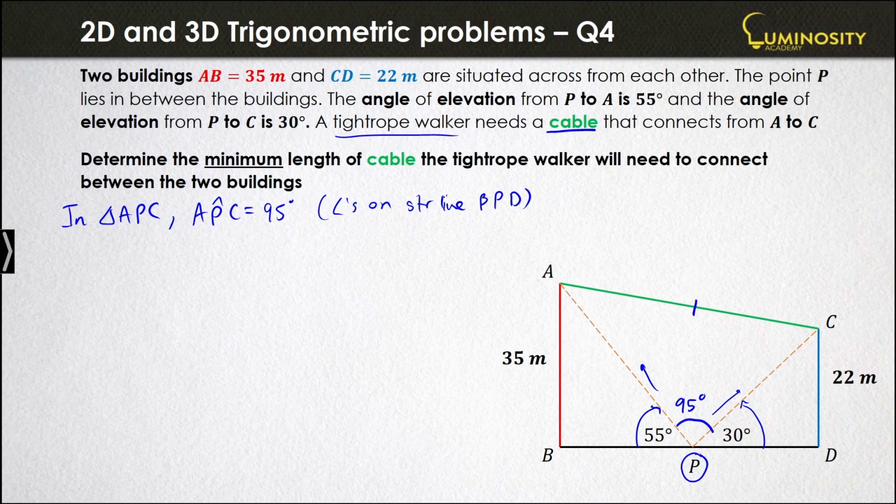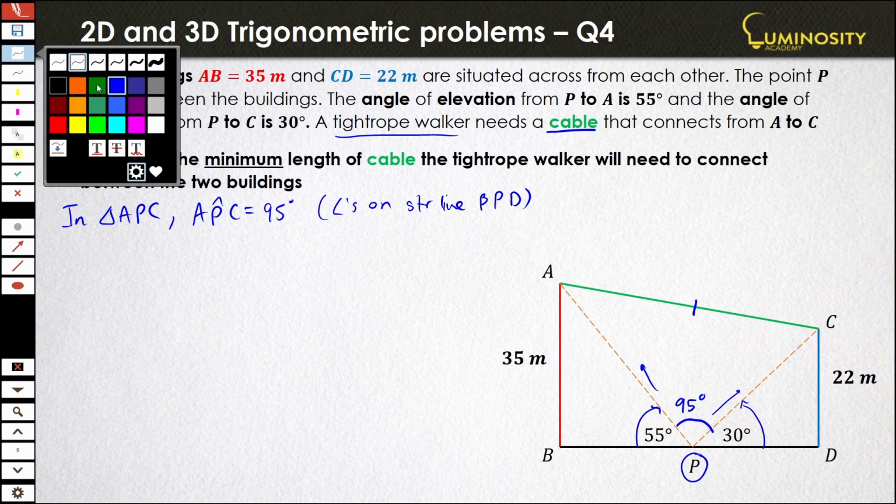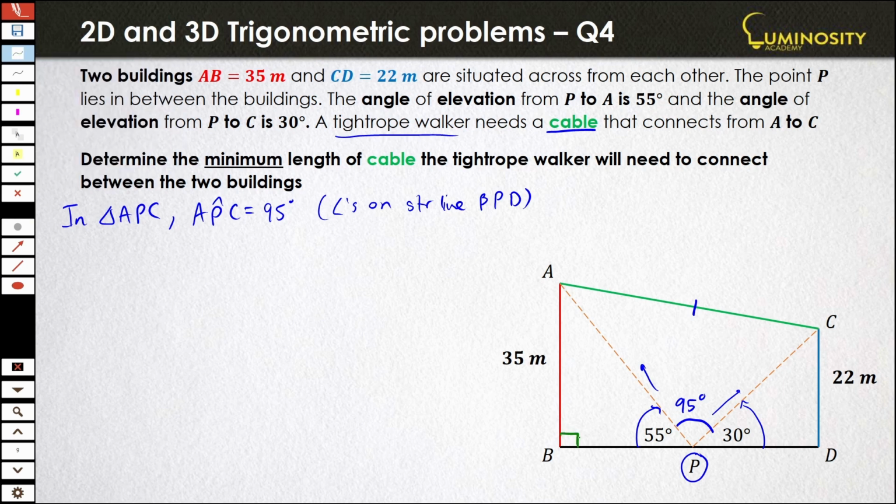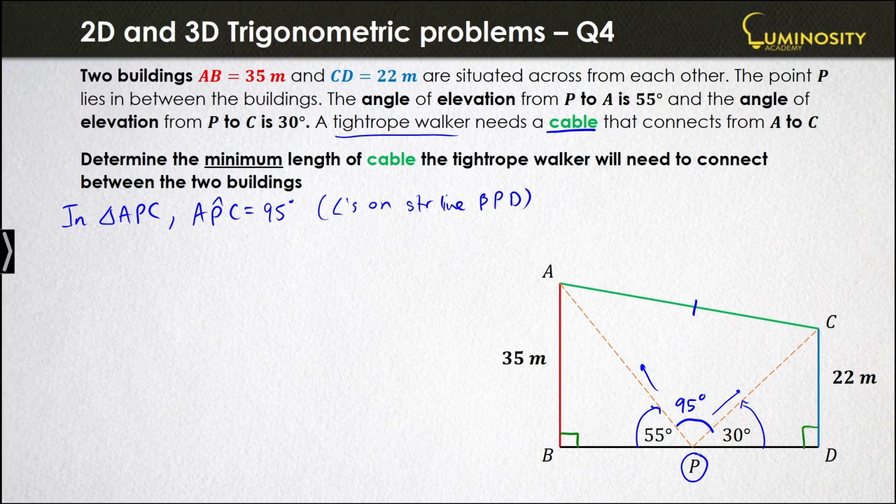Okay. Do we know the lengths of AP and PC? Because if we do, then we can use the cosine rule to work out the length of AC. Well, I'm given two more triangles that I can look at here. This triangle here, ABP, and this triangle here, CDP.